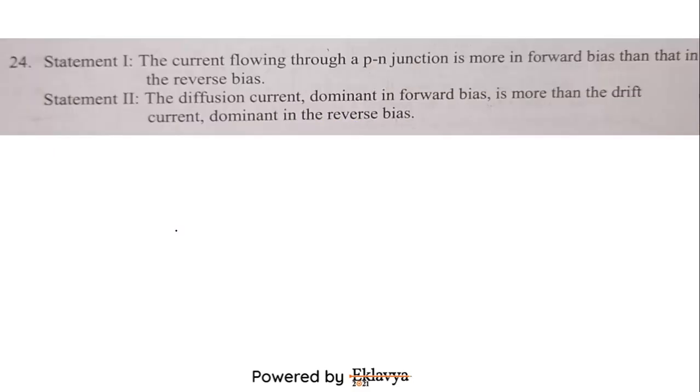Okay, question number 24. Again, assertion reason. Current flowing in a PN junction is more in forward bias than in reverse bias. So guys, those of you who are familiar with PN junction, you would remember this as a standard result, that the current in forward bias is much more than the current that we get in the reverse bias. This is evident from the IV characteristic also that we draw.